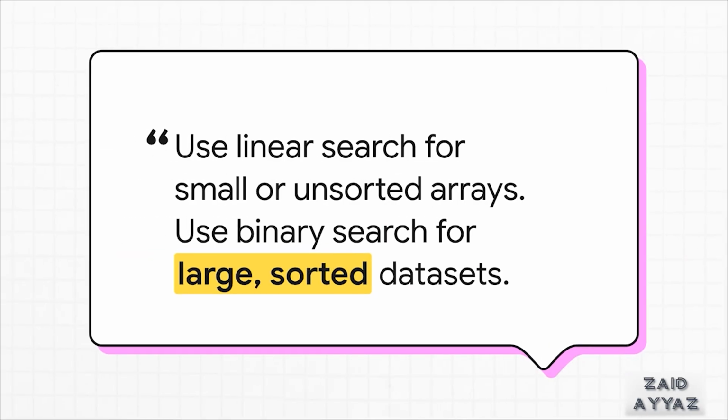So the rule of thumb is pretty straightforward. If your list is small, or you know it's going to be a jumbled mess anyway, a linear search is totally fine. But if you're dealing with a massive database, think your entire music library or all the contacts in the world, and speed is everything, it is always worth the effort to sort that data first so you can unleash the power of binary search.